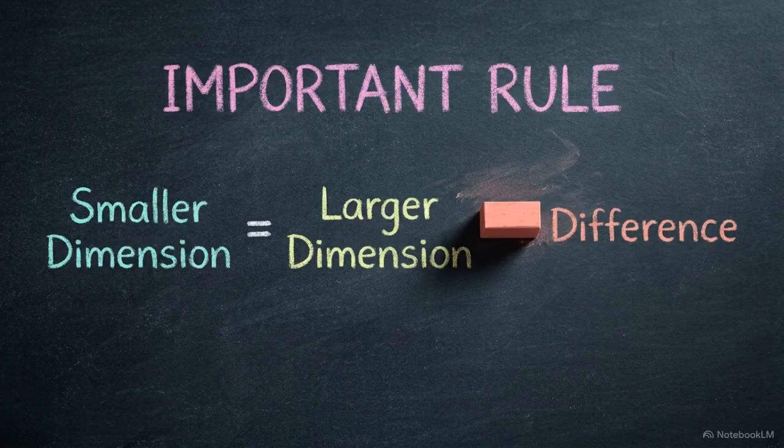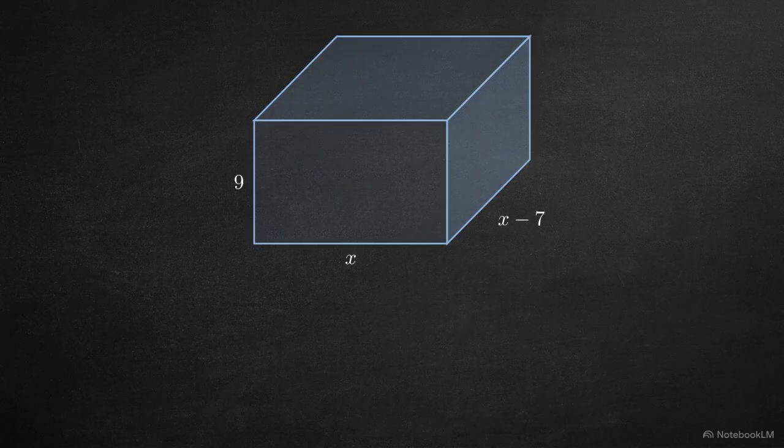This is an important rule to remember. Whenever a larger dimension is described as more than a smaller one, you find that smaller dimension by subtracting the difference from the larger variable. We now have all 3 dimensions ready for the final calculation. The height is 9, the length is x, and our width is x minus 7.